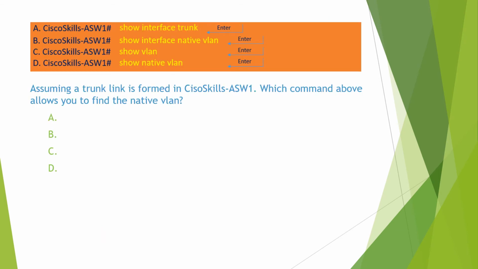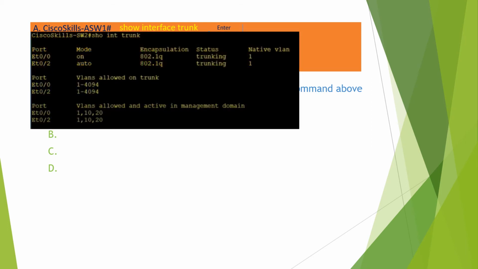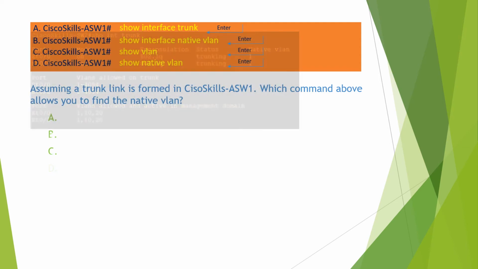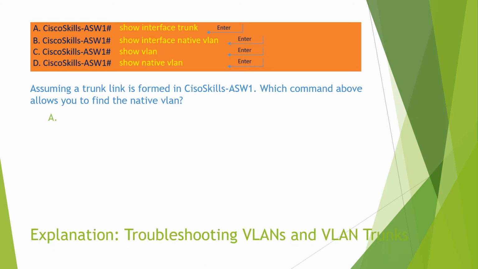Assuming a trunk link is formed on Cisco switch ASW1, which command above allows you to find the native VLAN? As you know, the show interface trunk output looks like this, and as you can see, it shows us the native VLAN. Therefore, the answer for this question is A. You can find the detailed explanation for this question in the video, troubleshooting VLANs and VLAN trunks.